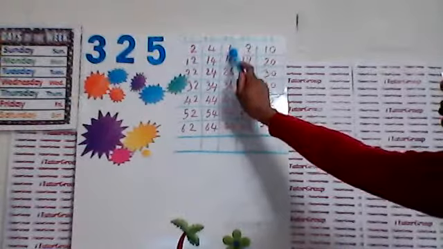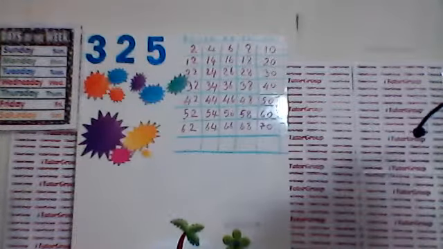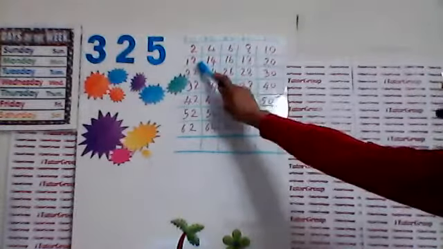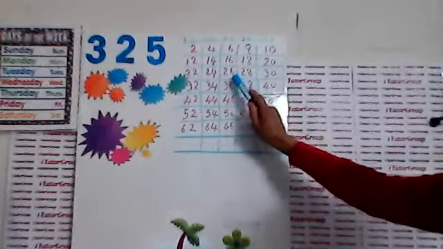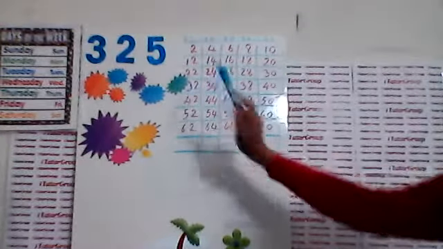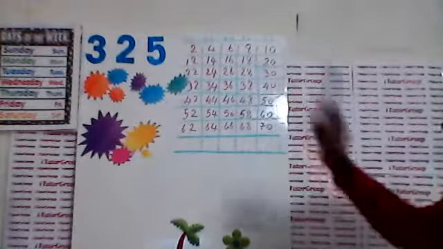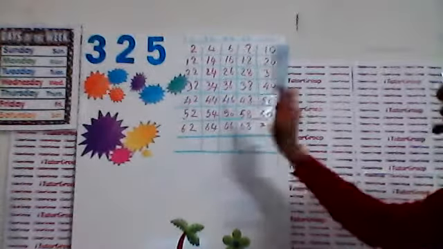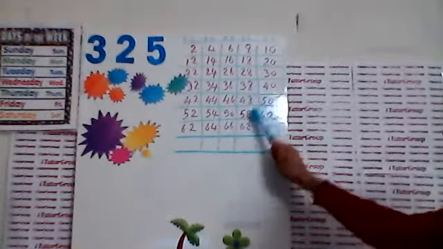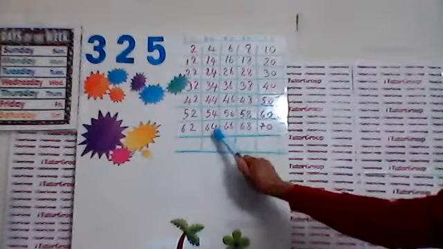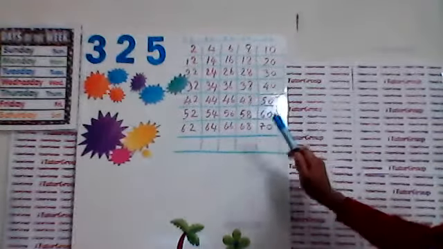So we got 2, 4, 6, 8. And how many are we skipping? We're skipping 1 number each time because we're only counting by twos. So we got it 2, 4, 6, 8, 10, 12, 14, 16, 18, 20, 22, 24, 26, 28, 30, 32, 34, 36, 38, 40, 42, 44, 46, 48, 50, 52, 54, 56, 58, 60, 62, 64, 66, 68, 70, and we can go on and on.